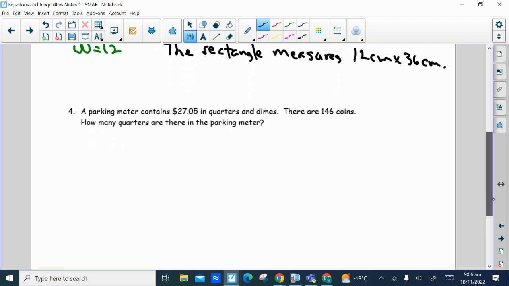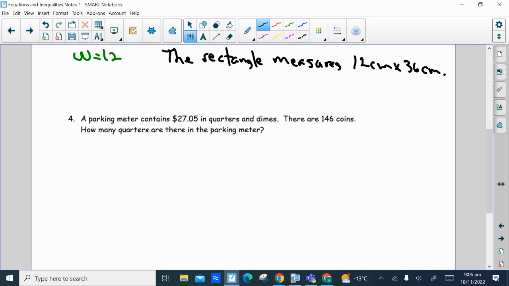All right, number 4 is similar to the first one where we talked about the money in Dan's wallet, except that instead of money in a wallet, it's money in a parking meter. There are only quarters and dimes in there, and there's a total of $27.05. The other thing we are told is that there are 146 coins. So a little bit different than Dan's wallet, because in Dan's wallet, the number of $5 bills was compared to the number of $20 bills. So it's a little bit different, but the principle will be the same.